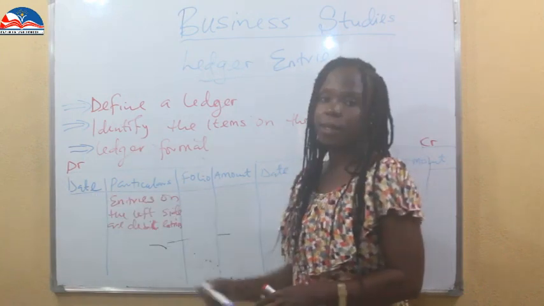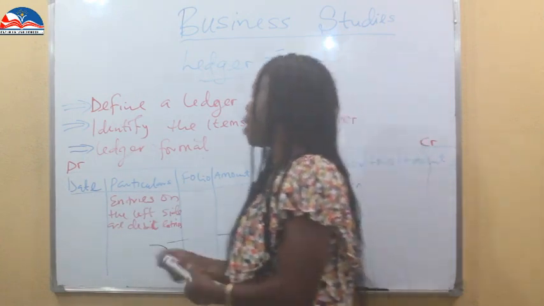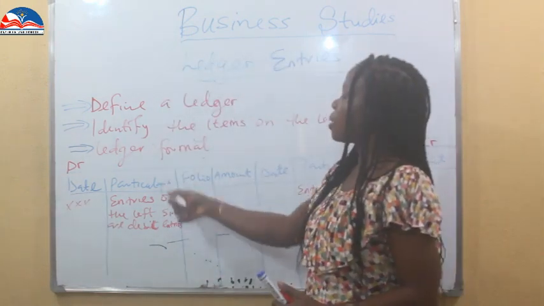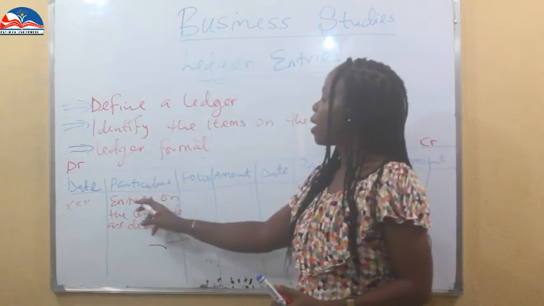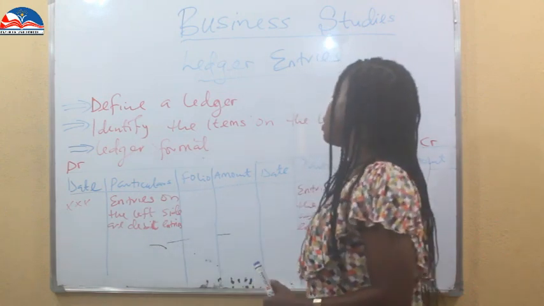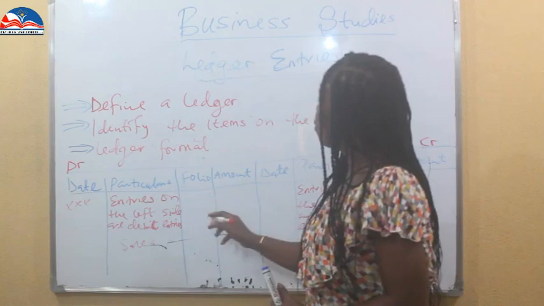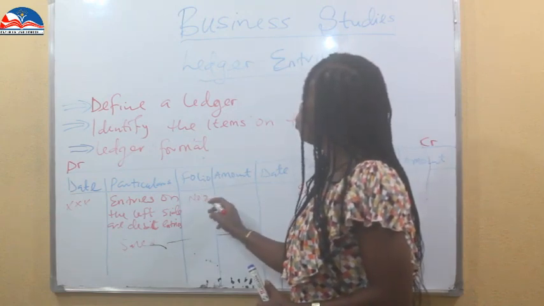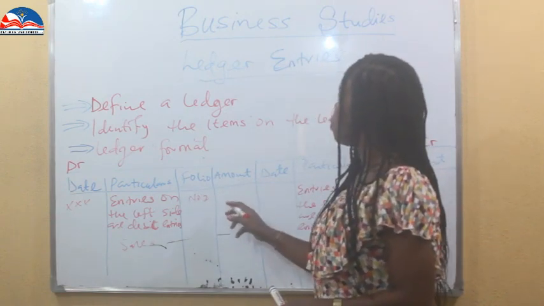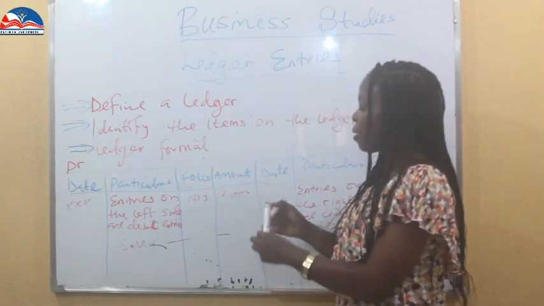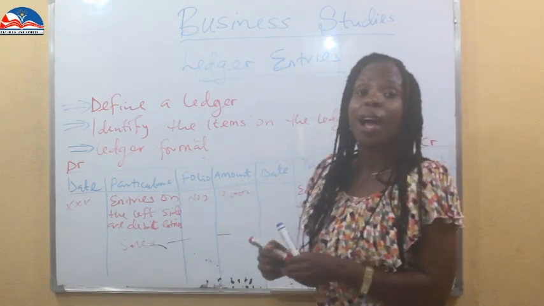First, the dates will appear here. You will write the date. The particulars, as it happens here, you will write the particular. If it is a sales, you put sales. Folio number, you put number 2. Amount, you put 10,000 as it appears.